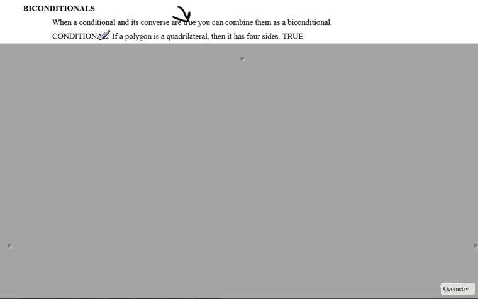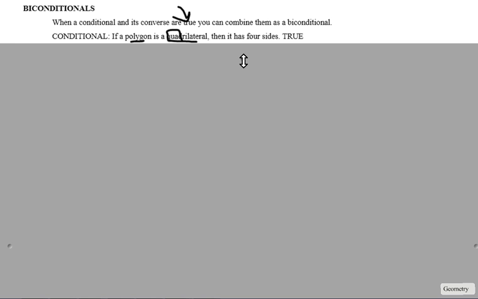So let's take a look at this conditional. If a polygon is a quadrilateral, then it has 4 sides. Okay, polygon, that's a quadrilateral. The definition of a quadrilateral is a polygon with 4 sides. So this is a true conditional.